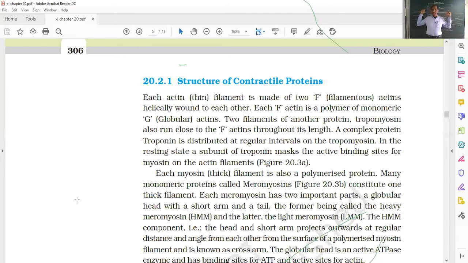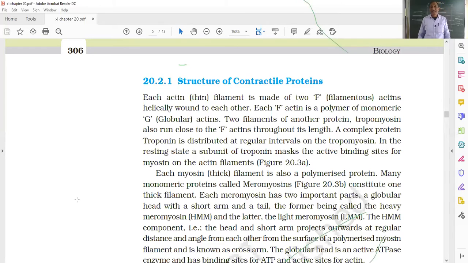Between these Z lines, they can come closer. It cannot go beyond the Z line. Okay, so there will be a maximum limit. If you are finding that the muscles are expanding, that means you are making a mistake. That Z line is not in its original position.